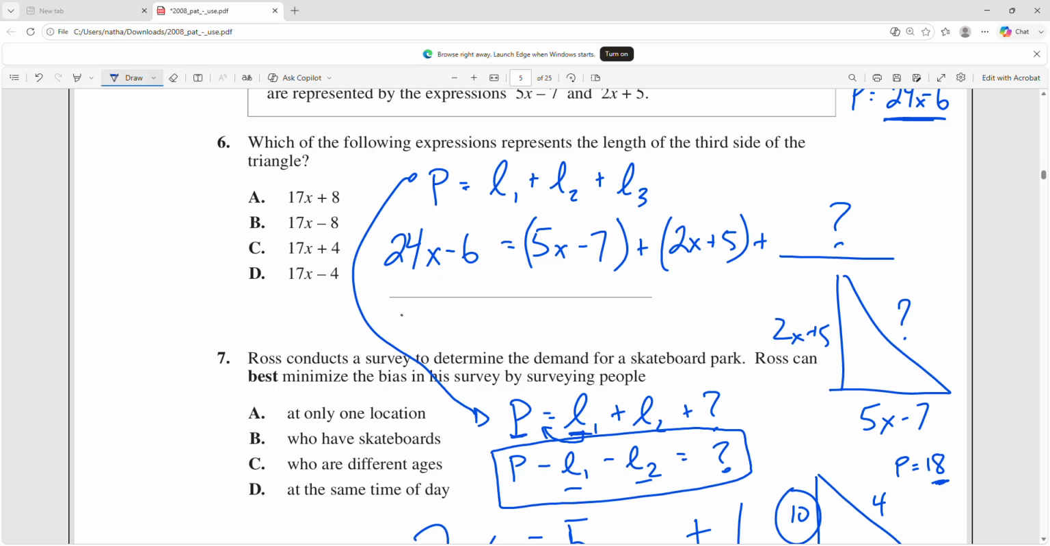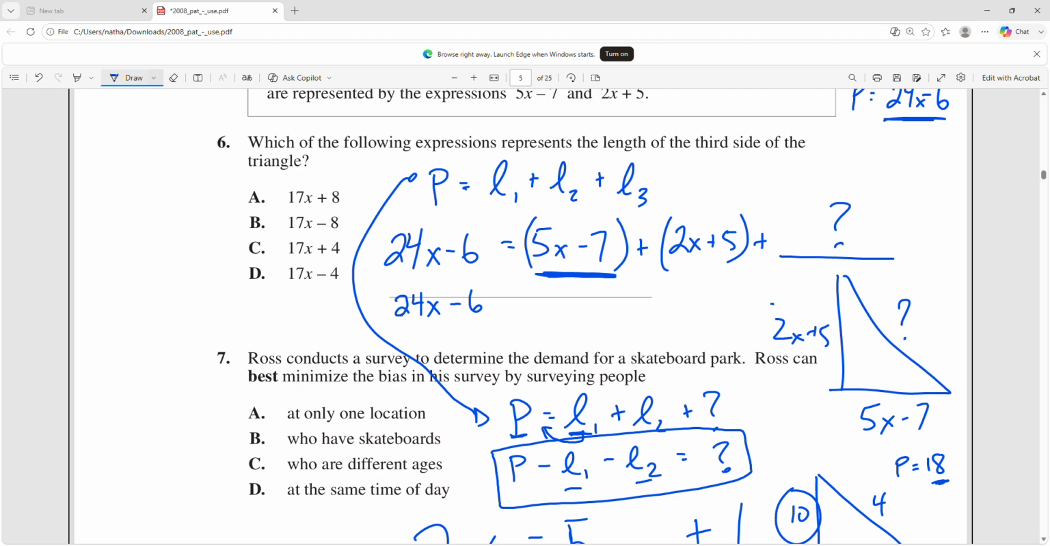Okay, so taking us back up here, I've got 24x minus 6 on the left side. That's that total. I'm going to subtract this whole length. Now, this is where we have to be careful. Let's keep these parentheses here. Okay, I put them in because I know that that's the length of this whole side.